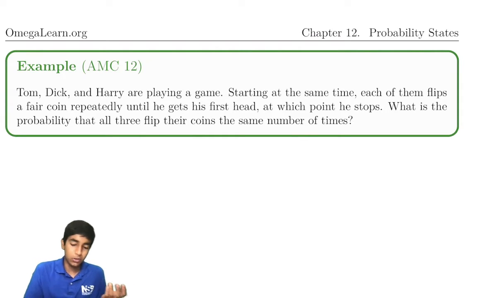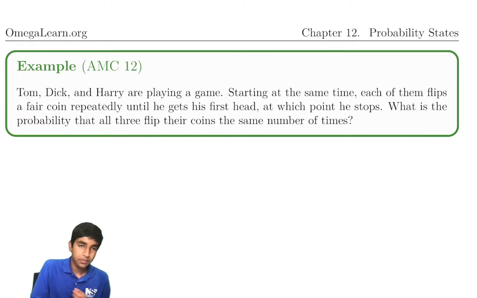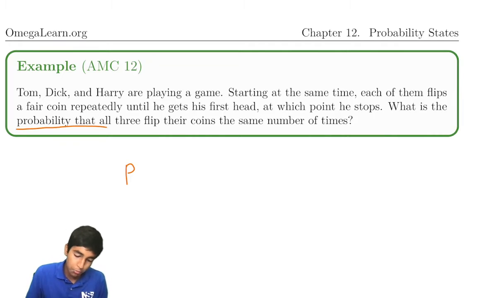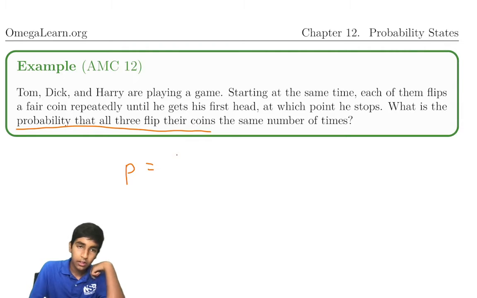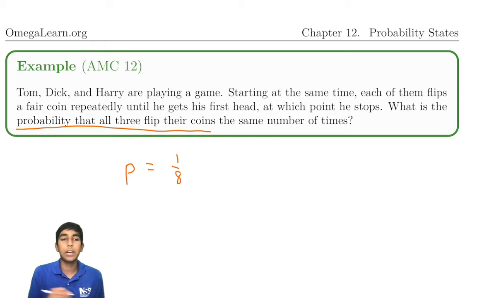Let's try the states approach. P is the probability that this will be true. P is equal to the probability, basically what we're trying to find, the answer, that they all three flip their coins the same number of times. So what is P equal to? Well, let's take a look at the cases. There's a 1/8 chance that they get it immediately right off the bat. They all roll heads and this is satisfied. So 1/8 chance right there.